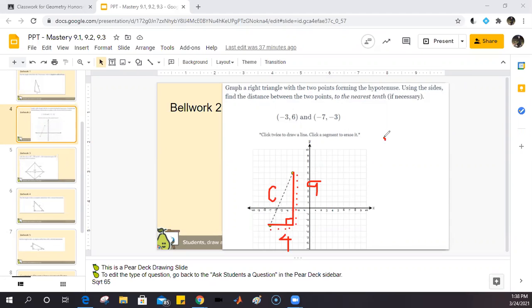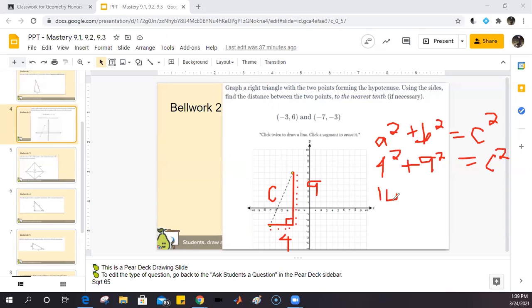Do Pythagorean theorem again. A squared plus B squared equals C squared. These are the same numbers we had last time, except last time we had the hypotenuse, and this time we're looking for the hypotenuse. So 4 squared plus 9 squared is equal to C squared. 4 squared is 16. 9 squared is 81. Add those up, which should be 97 is C squared.